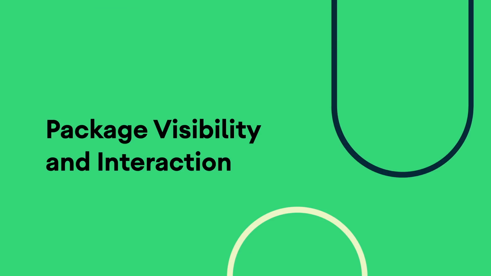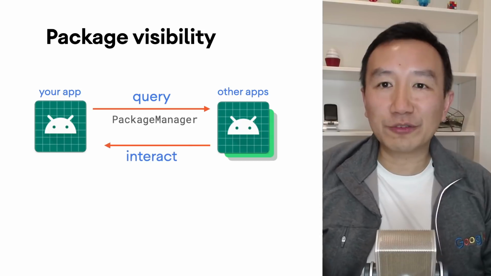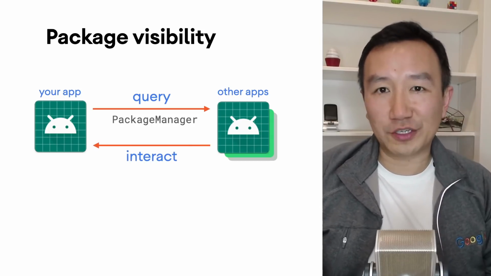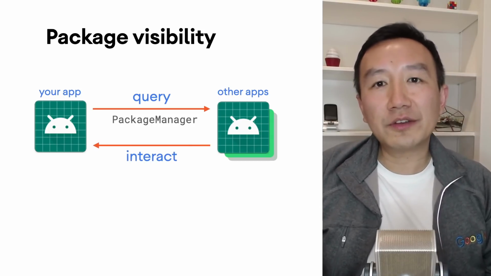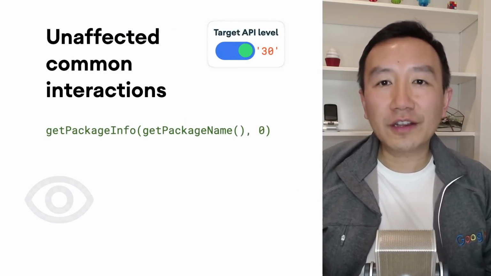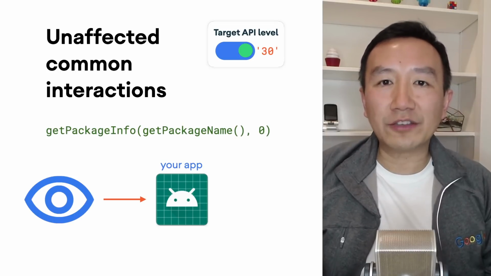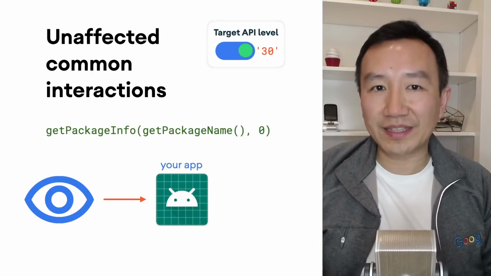To provide better accountability for access to installed apps on a device, Android 11 includes some changes to how apps can query and interact with other packages. For several common scenarios, you don't need to make any changes. Let's have a look. If you target Android 11, you can still use this Package Manager API to get the package info for your own app, as expected.